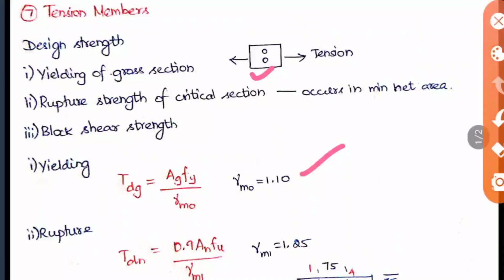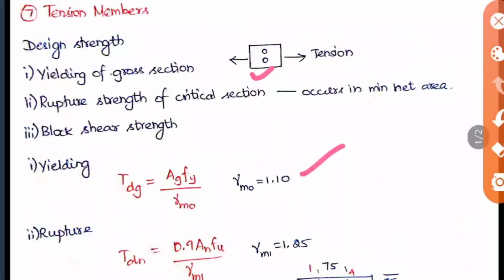Then the second thing is the rupture strength of the critical section. Rupture means it just breaks and some failure occurs. This occurs in the critical section only. The critical section is where the minimum net area occurs, so normally it occurs in the bolt area. The net area is the gross sectional area minus the area of the bolt or rivet or something. Where this minimum net area occurs, in that place only this shear rupture failure will happen.